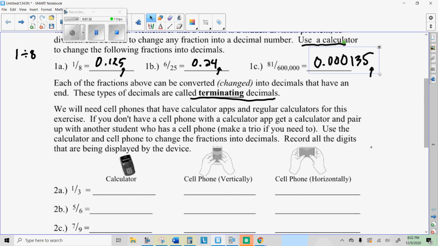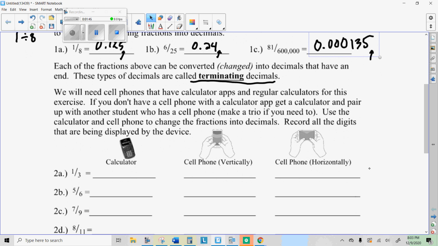All right. We will need cell phones that have calculator apps and regular calculators for this exercise. If you don't have a cell phone with a calculator app, get a calculator and pair up with a student who has a cell phone. So go borrow your parent's cell phone if you can. Use the calculator and the cell phone to change the fractions into decimals. Record all the digits that are displayed by the device. I'll show you what mine shows up for these.